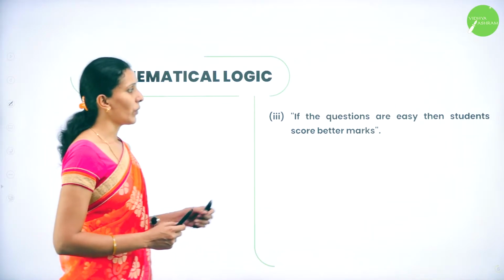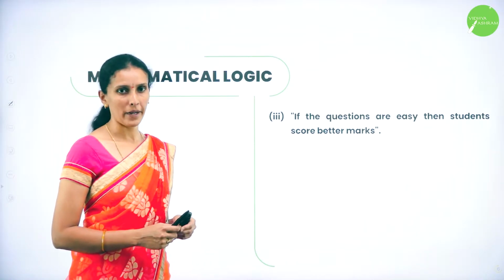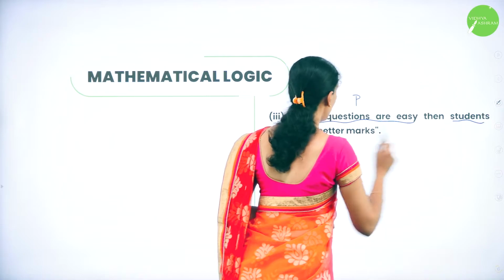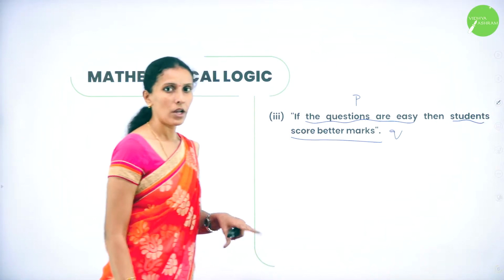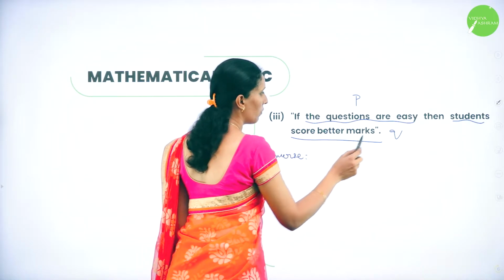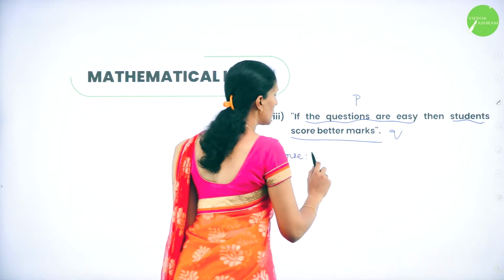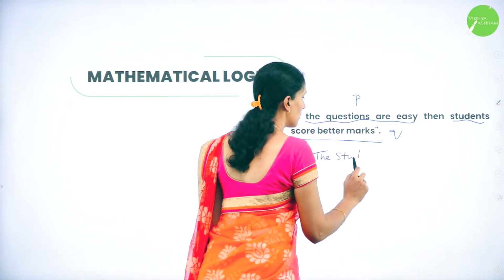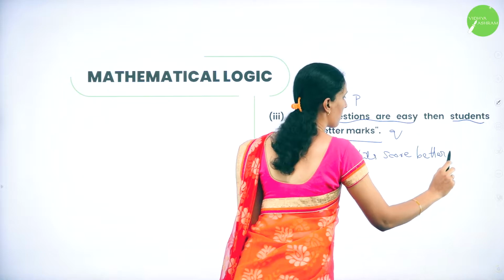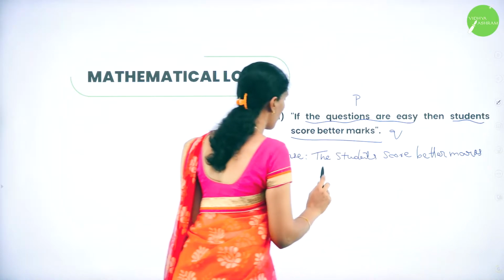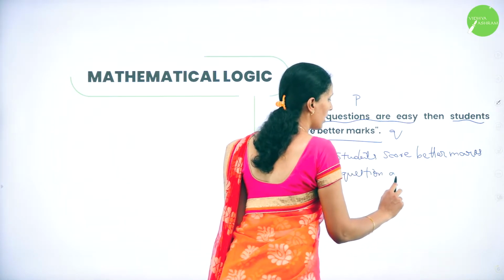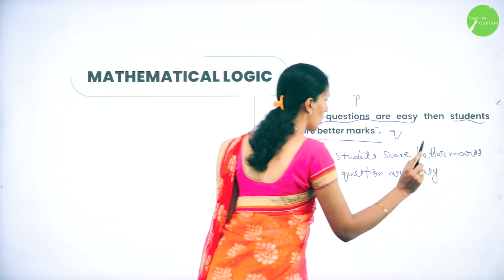Next question. If the questions are easy, then students score better marks. So the questions are easy can be considered as P. Students score better marks can be considered as Q. Now the converse. Converse is Q implies P. So first Q then P. So the students score better marks if the questions are easy. So this is the converse.